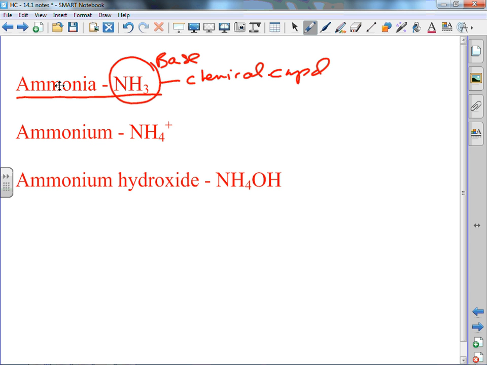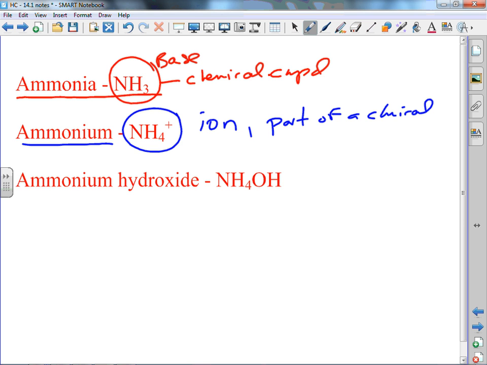Now, if you see the word ammonium, its formula is NH4 plus. This is an ion. It is part of a chemical. And again, I think we briefly mentioned this in the nomenclature section. So ammonium is not a chemical by itself, but we see it often paired with other things, like ammonium hydroxide. Here's ammonium, and there's hydroxide. So if we see either one of these three names, we have to know the difference between them. Otherwise, we're going to get really confused and have some bad formulas, and that's not good.